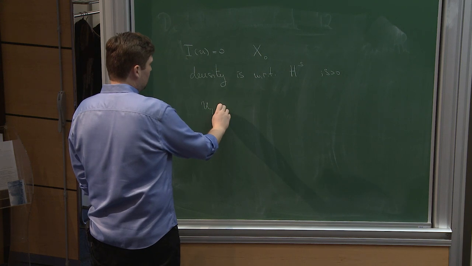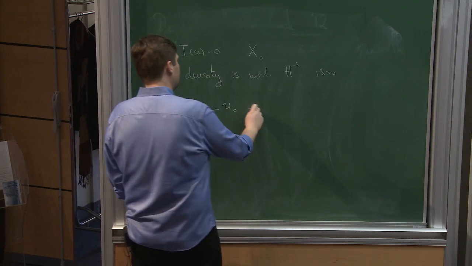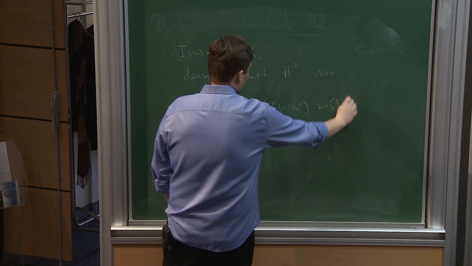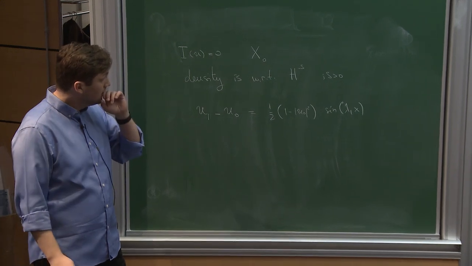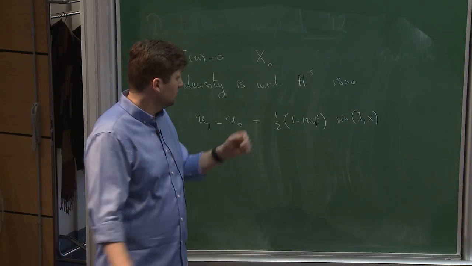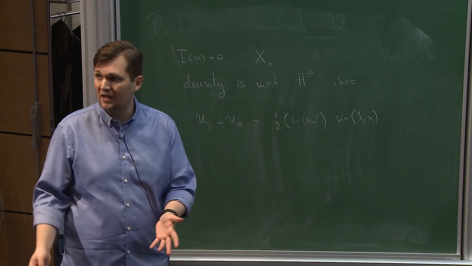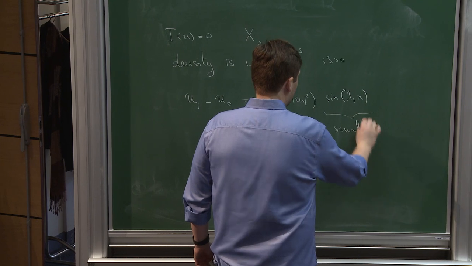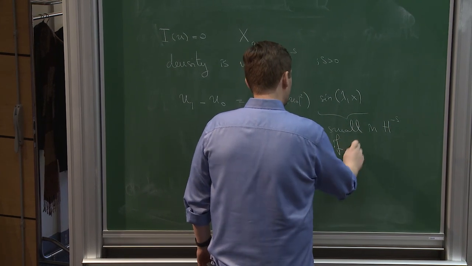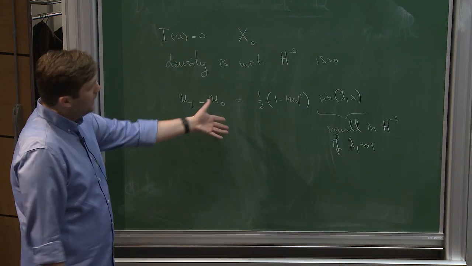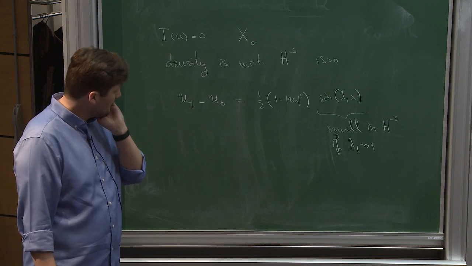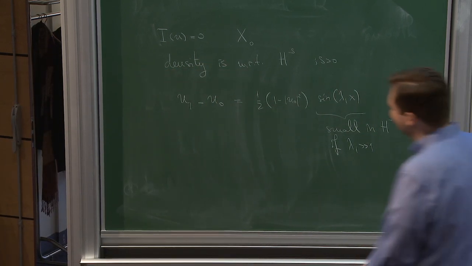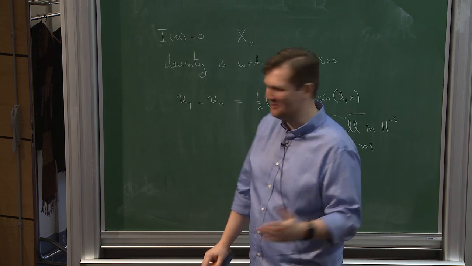If you think about u1 minus u0, this is just 1 half (1 minus u0 squared) times sine of lambda_1 x. So in what sense is this small, even the first iterate? Of course, if u0 is 0, which is allowable, then this is 1 half of sine. In what sense is a half of sine small? And the half of sine is small in a negative order space. So this is small in H^{-s} if lambda_1 is large. And this is exactly the type of a density that you can prove. So I will blame this on the jet lag. And I will also erase what I just wrote, which one should never do.